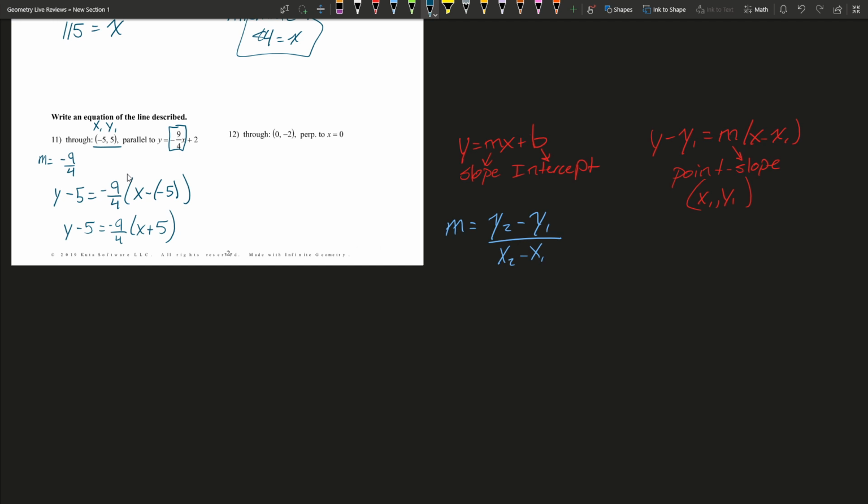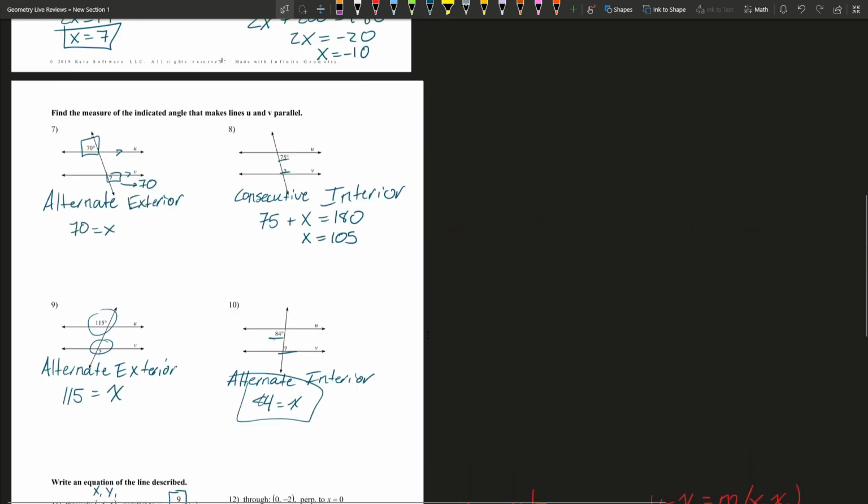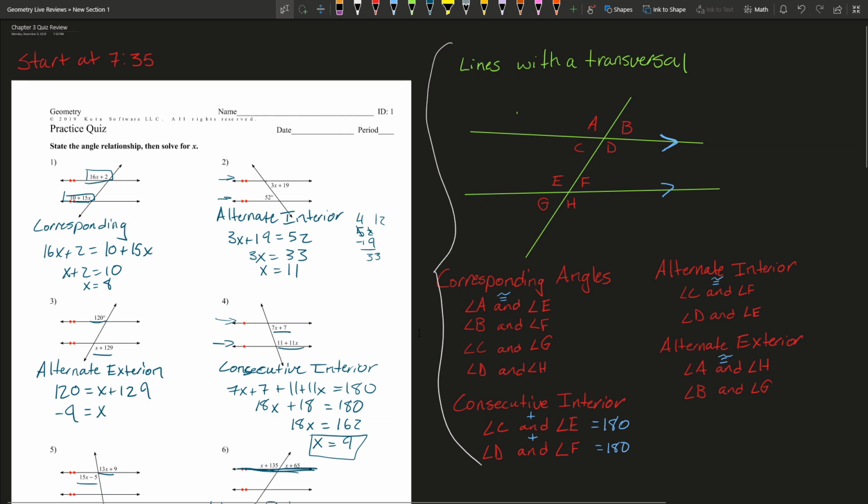I don't have a Quizlet. I've had this on the board like 4 times. I would consider that my sheet. It is also in your book, and it's also right here if you want to look at it.